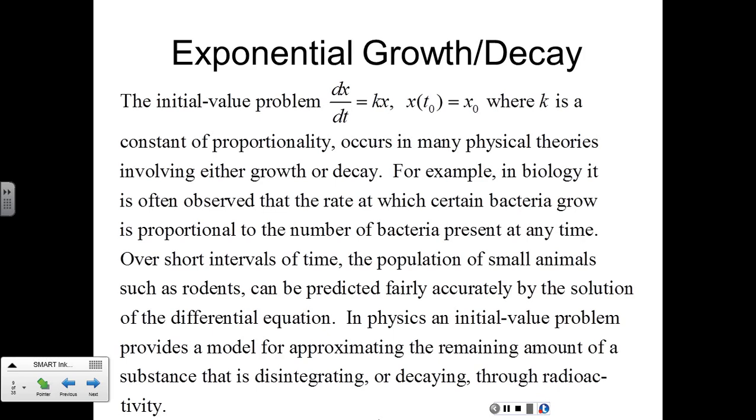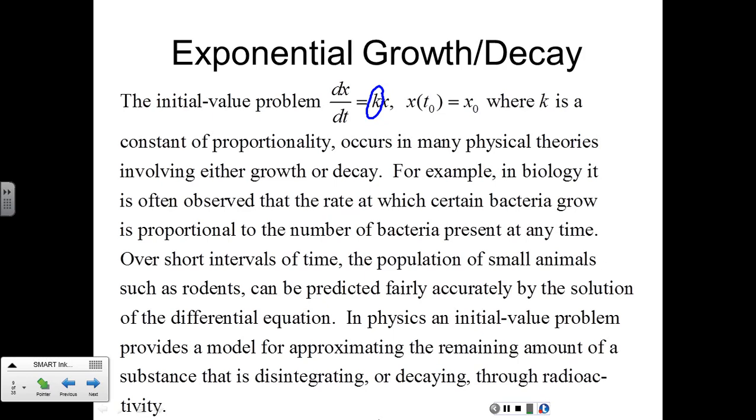An initial value problem: dx over dt equals kx, where x of t sub 0 is equal to x of 0. k is a constant of proportionality. You're going to spend a lot of your time trying to figure out what this k is, solving for that k first, the constant of proportionality. And this occurs in many physical theories involving either growth or decay.